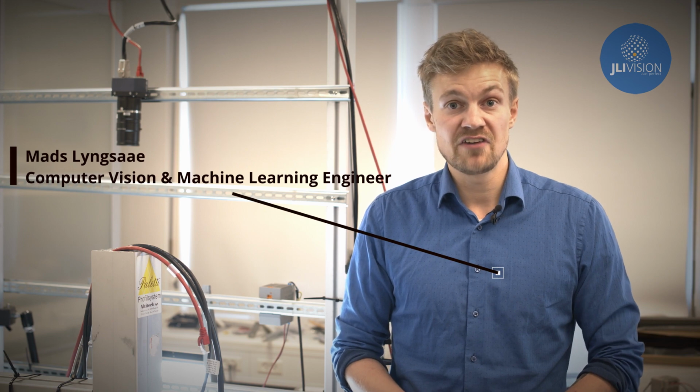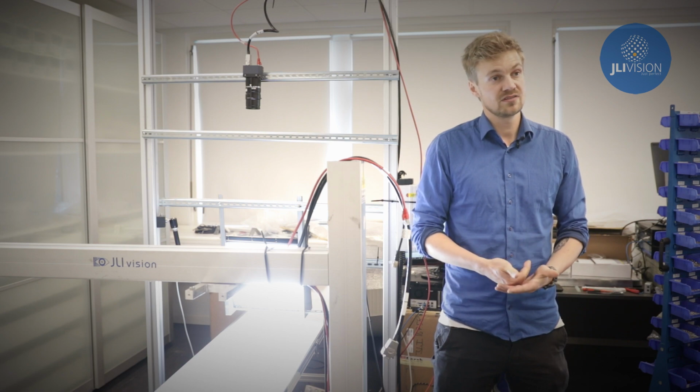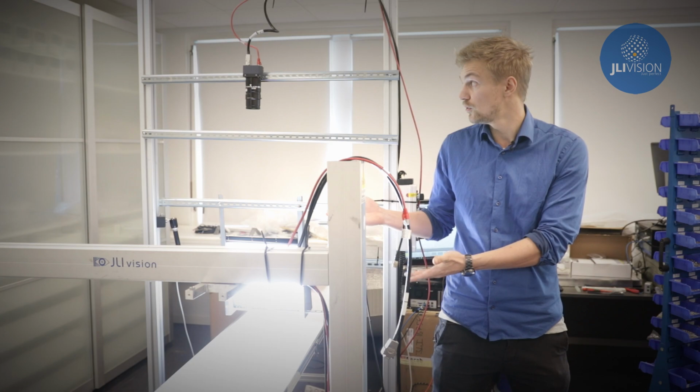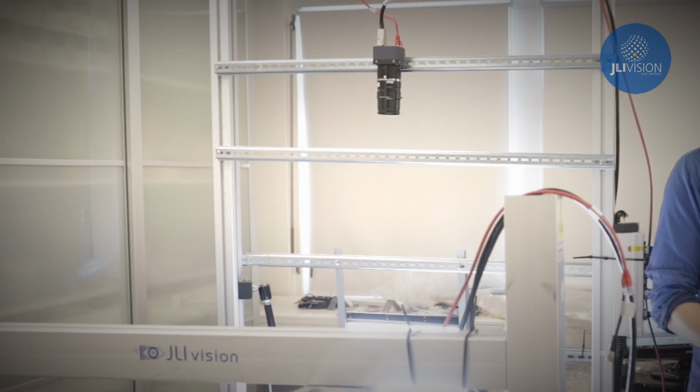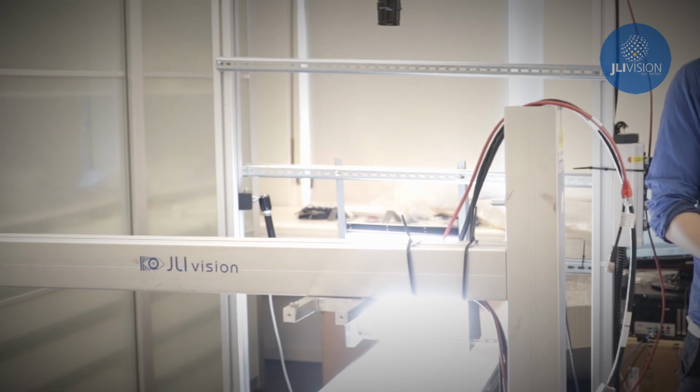Oftentimes in production lines, we are limited by the space available for our computer vision systems. This can of course be a challenge in itself, but even more so if we are looking for small defects on very big objects. To solve this problem, we sometimes go to line scan cameras. As you can see, the camera is hanging straight above the conveyor, which means that the camera system itself does not require a lot of space in the production line.